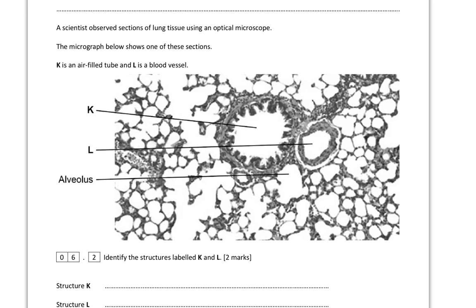Then we've got this micrograph of lung tissue. K is an air-filled tube and L is a blood vessel. So it's told me it's an air-filled tube. So that's going to be, K is going to be a bronchiole.